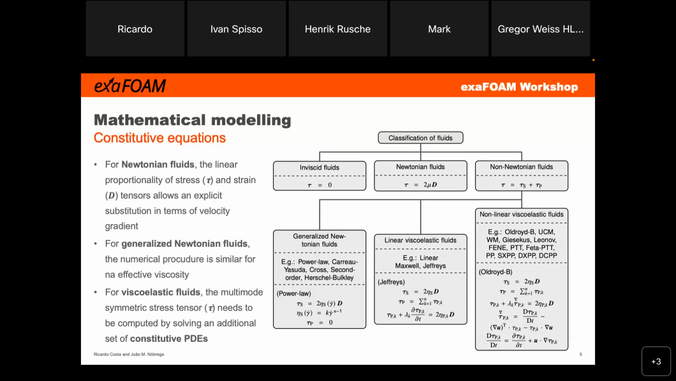The first difference is that now we have some PDE to solve, or a set of PDEs to solve, which means that our system of equations, before we had the moment equation, continuity equation, if we want the energy equation, and that's it. But now we need to add a couple more equations to this system, because now I cannot obtain this stress tensor explicitly as I could before in terms of the strain tensor.